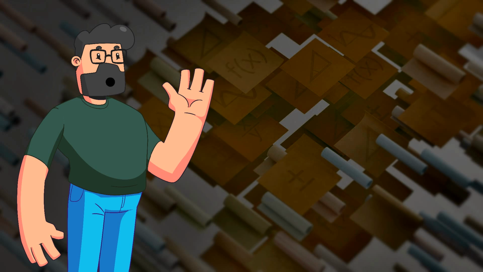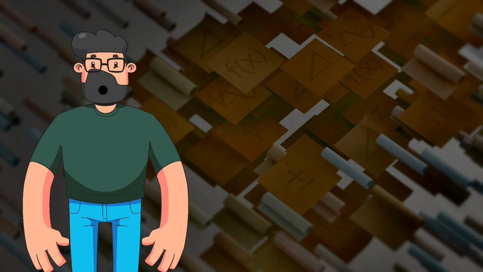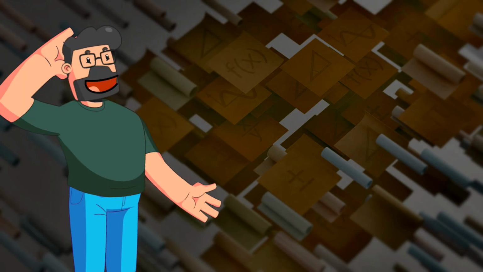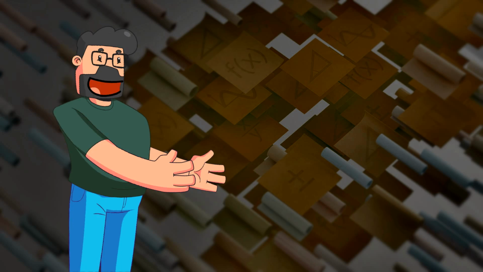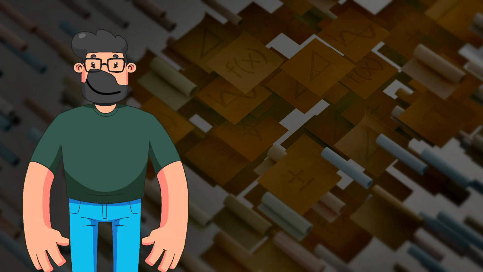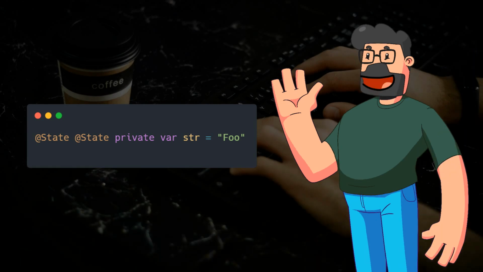Now let's break it down further by looking at the line of code @State private var str = foo. In this scenario, the double @State declaration creates a conflict in the way SwiftUI updates the view. This setup essentially leads to the inner @State not being properly observed by the outer @State, resulting in a lack of UI updates.